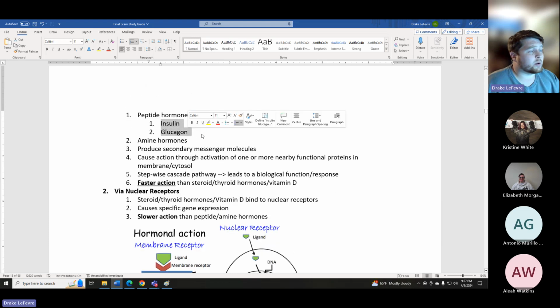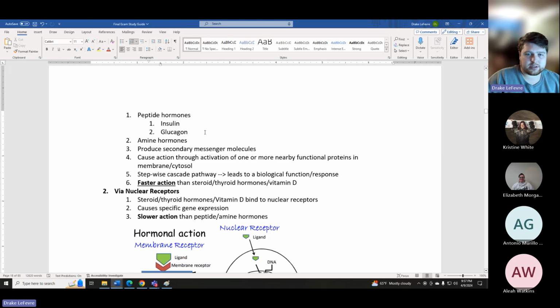Insulin and glucagon, the relationship between those two. Remember, insulin is designed to bring glucose from the blood into the cell. It lowers blood sugar. Glucagon raises blood sugar. Where is most of our glucose stored in the body? In the liver. Which is responsible for maintaining blood sugar, the liver or the muscles? The liver. Why?